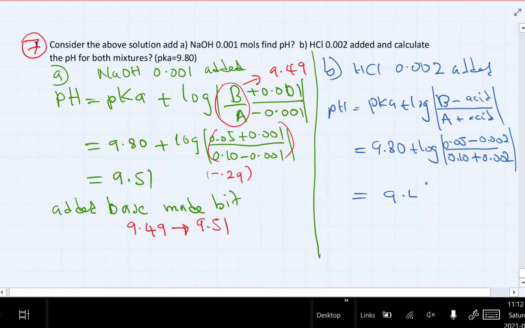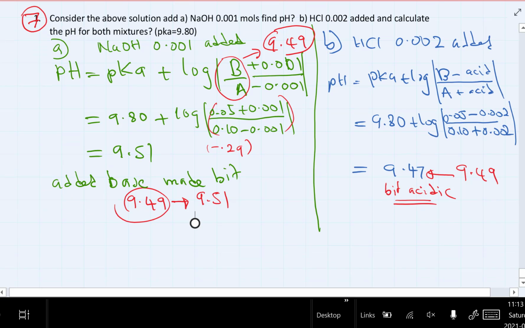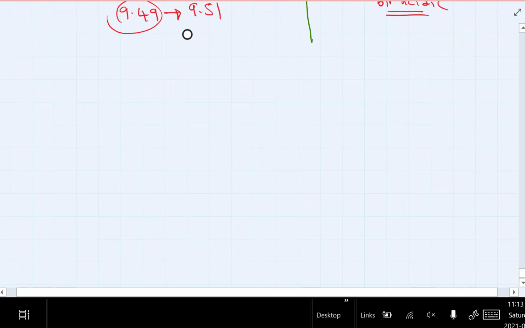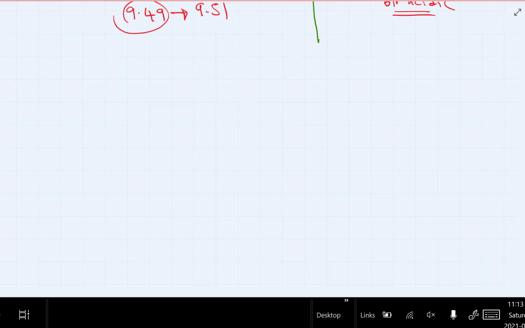So solve within the brackets first. Take the log value, added into the 9.80. So now our benchmark is 9.49, the original buffer before we add the acid. Now we added it, it becomes 9.47, which is a little bit acidic, right? A few points. So that's still valid. Buffers are good plus or minus 1 pH. So this is less than 1 pH, so it behaves as a buffer.